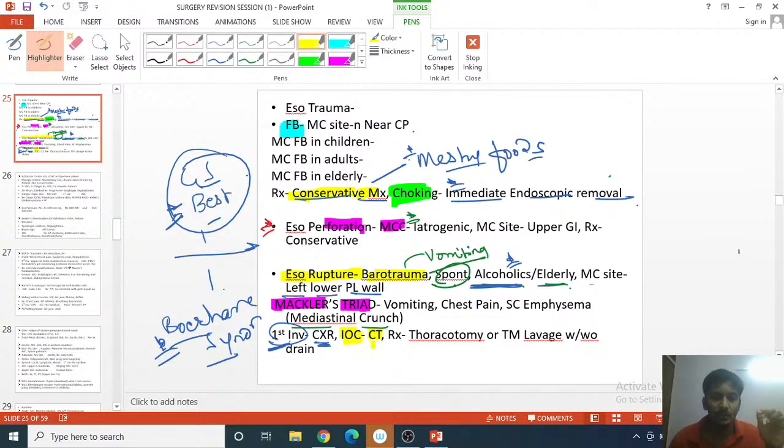So what will you do as the investigation of choice here? Just a CT scan. Yes, CT thorax is performed. And what will the treatment be here? You will perform a thoracotomy. You will open the thorax. You will perform a thoracotomy and a thoracomediastinal lavage, because there is gross contamination. If there is gross contamination, you will leave a drain also, a drainage tube. But if there is minimal contamination, you need not leave a drainage tube. So remember, the treatment of choice for esophageal rupture is thoracotomy along with thoracomediastinal lavage, with or without a drainage tube.